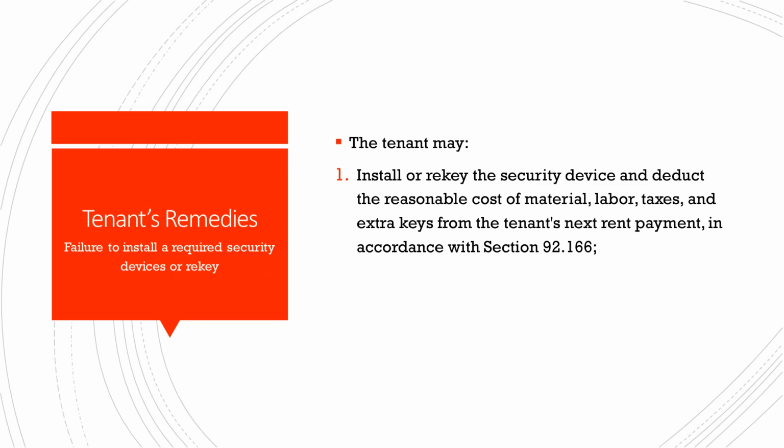Well, the first potential remedy is that a tenant could install or rekey the security device and deduct that cost from the next rent payment. Now, there are very specific requirements for this, as you might imagine. Those are in Section 92.166 of the Property Code, but that is a potential remedy if the tenant complies with those requirements.